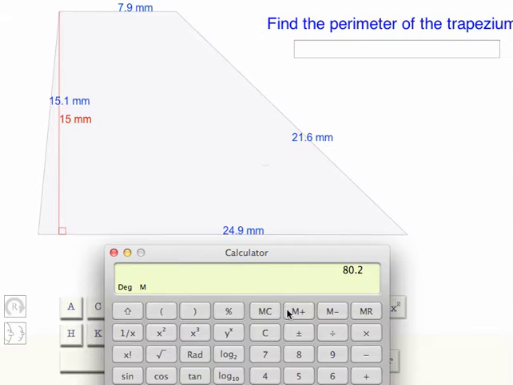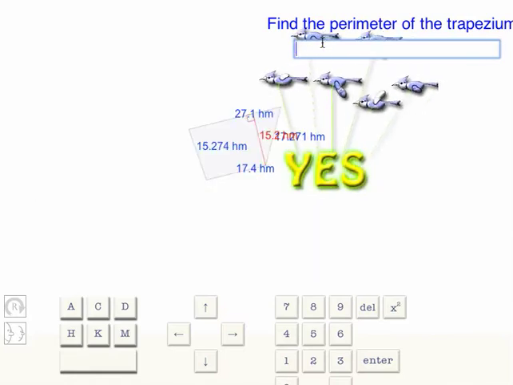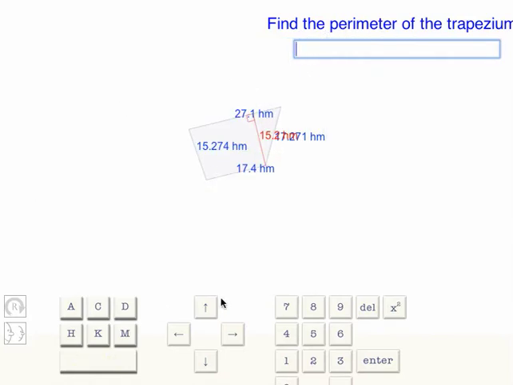So the big base is 24.9. Okay, and I'm going to add to that the 21.6, and add to that the 7.9, and add to that the 15.1. Okay, altogether that's 69.5 millimeters. And there you go. Okay, let's do one more.